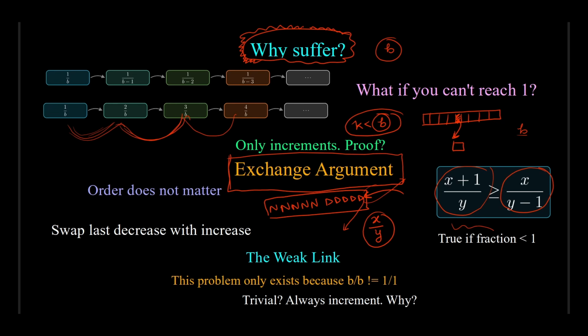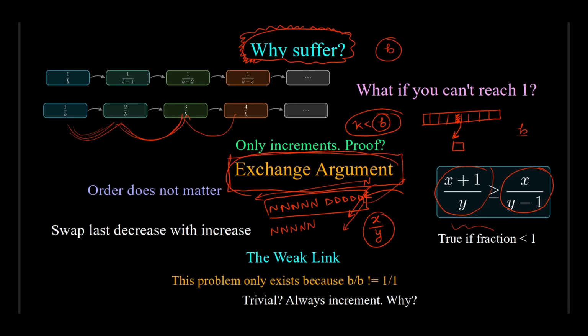So that's why you can swap out the last denominator decrease for a numerator increase, and if you keep on following this strategy, you'll be able to prove that you have to increase the numerator in all the rounds if it is not possible to reach the sweet spot, which is 1 upon 1. So this is what the exchange argument is. You pick one operation, and then you swap it out with a better operation which is a local maximum or optimal choice, and then you demonstrate that the result is at least as good as the current operation that you have.